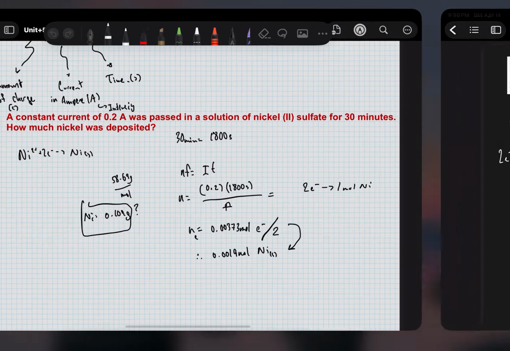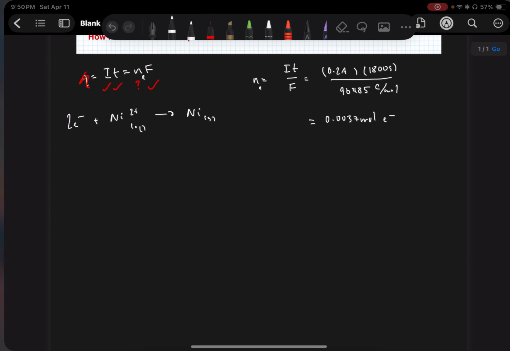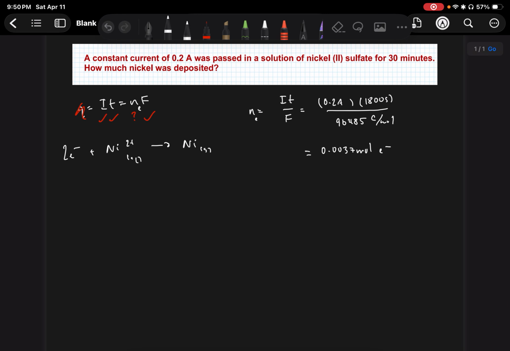Let me just make sure that we're on pace. Yes. Okay, so now looking at this, wait, let me just make sure the reaction's right as well. Yeah, okay. So now we have 0.0037 moles of electrons, and we need to relate that to this half reaction. So for every 2 moles of electrons, we get 1 mole of nickel solid. So we just gotta cancel out moles of electrons.